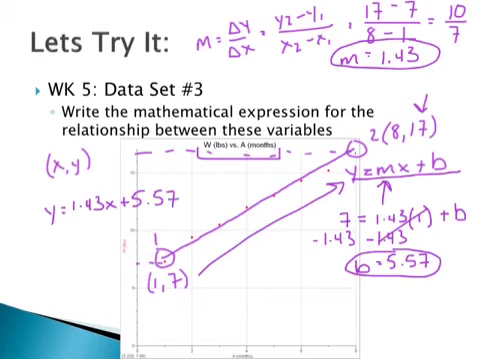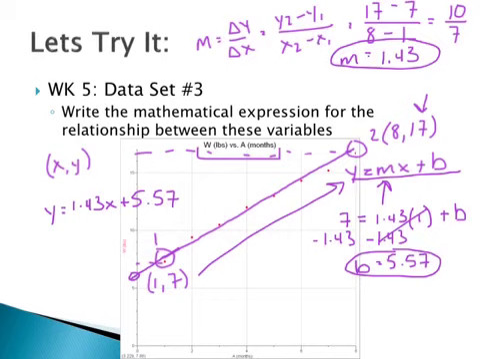5.57. Okay, and if you look at this relationship, it doesn't match the graph. Well, if I were to extend this line, if I were to extrapolate, I would be hitting something around 6. So I'm getting pretty close to what it actually would represent. And the slope is showing that it's equal to 1.43.